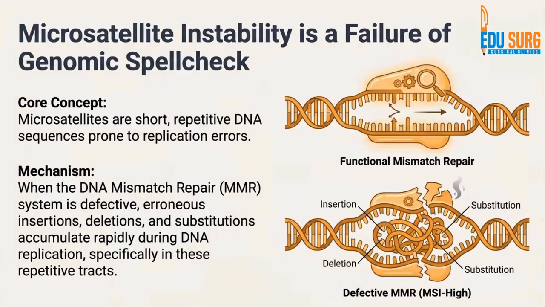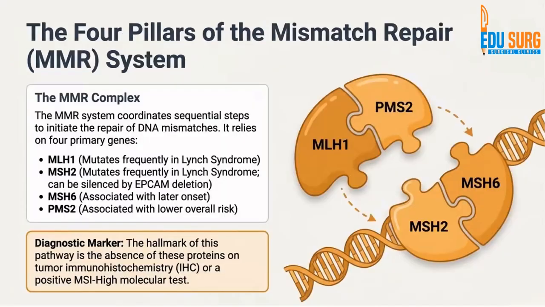So now coming to the second pathway, which is microsatellite instability, and you can think of this as a spell check error. Basically, there are DNA mismatch repair systems, but once they become defective, erroneous insertions, deletions, and substitutions accumulate rapidly during DNA replication, especially in the repetitive tracts, and this results in defective MMR, which is an MSI-high situation.